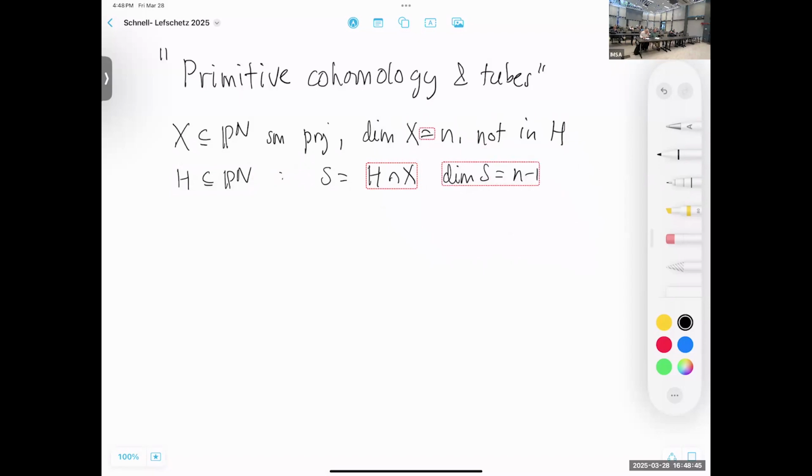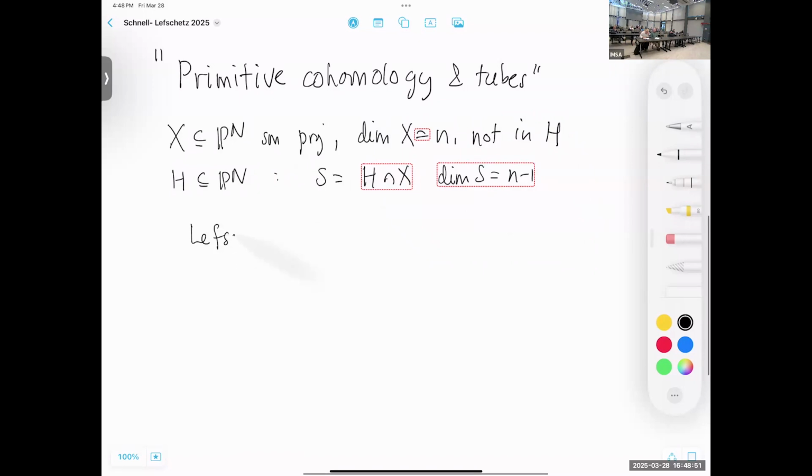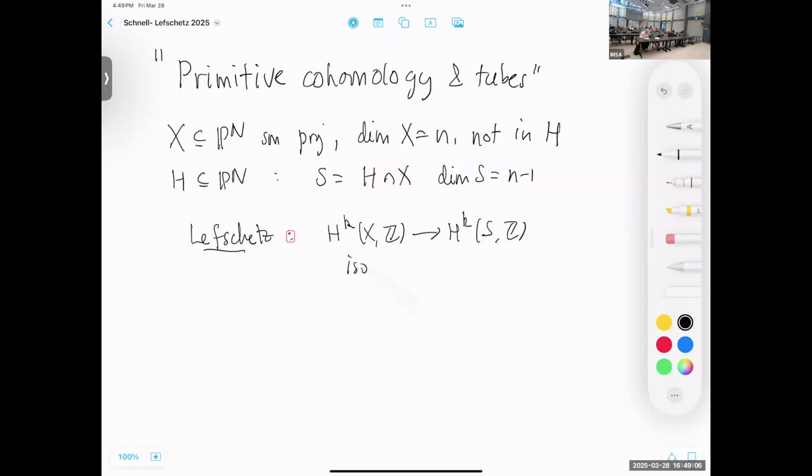And Lefschetz tells us that as long as S is smooth, a lot of the cohomology of X and S are the same. So the Lefschetz theorem is that the restriction map on cohomology from H^k(X, Z) to H^k(S, Z) is an isomorphism if k is at most n-2, and it's injective if k equals n-1. This basically says that X and S have the same cohomology in low degrees. By duality, I can also propagate this to high degrees. And then it leaves two pieces of the cohomology where they don't explain each other.